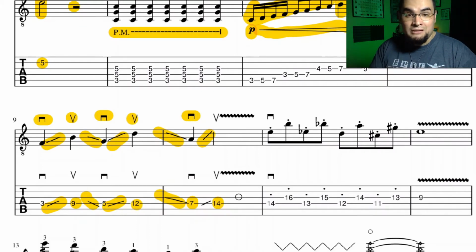If you want to know more about sliding, there's a lesson on the beginner level 1 on my channel on the playlist, and you can learn how to slide back and forth properly without getting the sound of the frets. Okay.